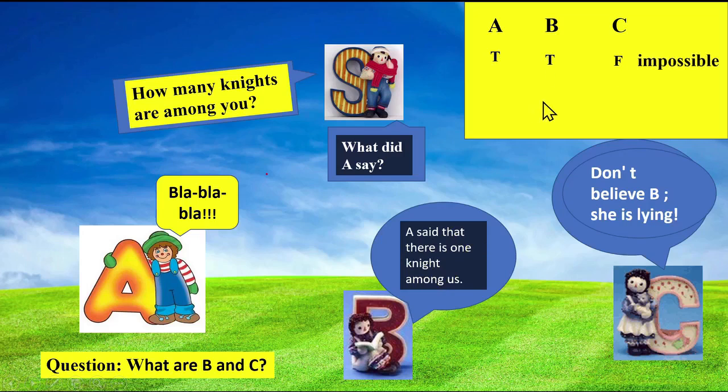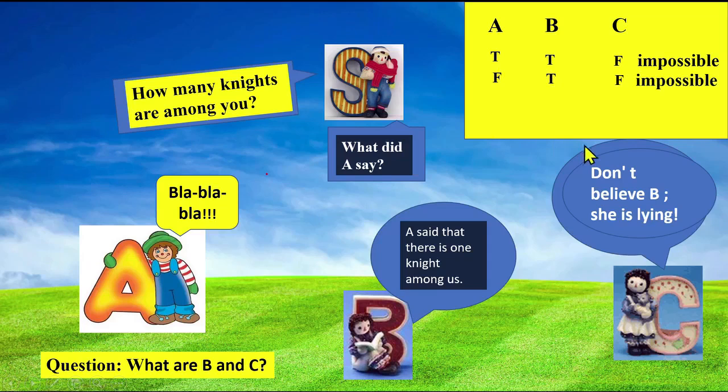We return to this point and assume that A is knave. So the statement of A is false, and I remind you that A said that there is one knight among us, so it is false. It means that there are 0, 2, or 3 knights among these people. Anyway, each of these statements is incorrect because there is only one knight here. So this solution is also impossible.